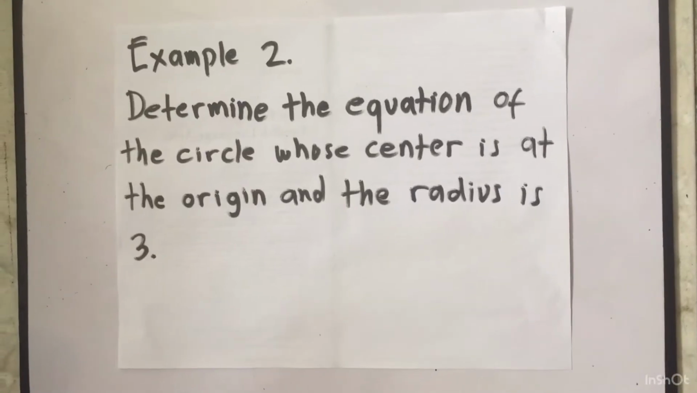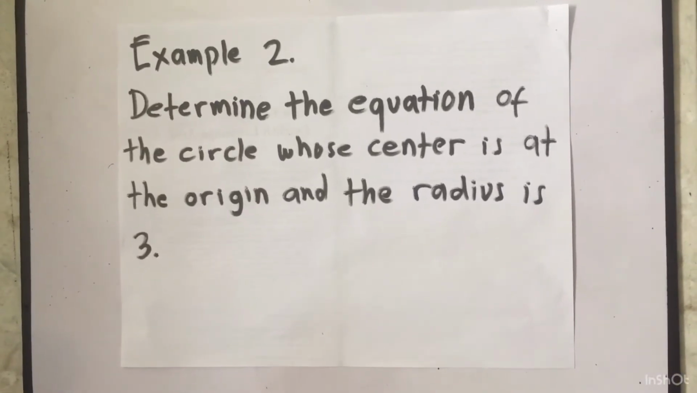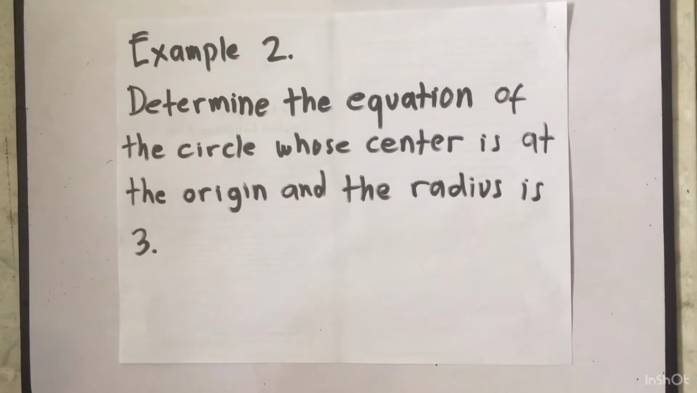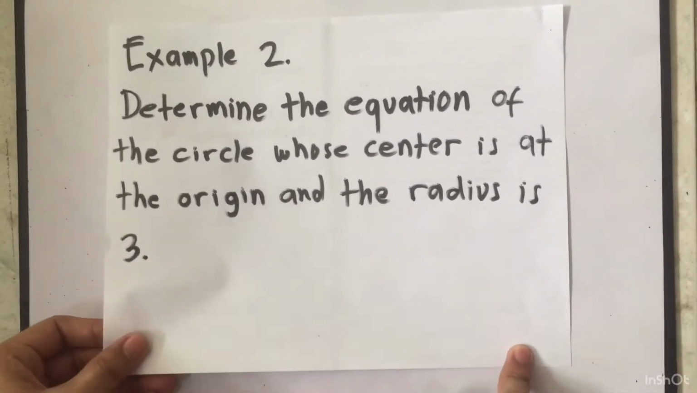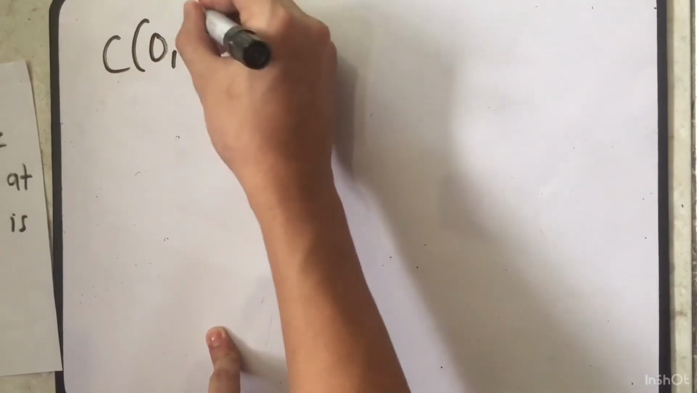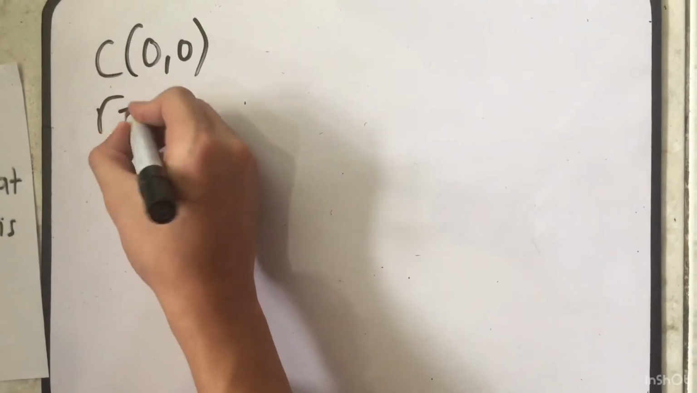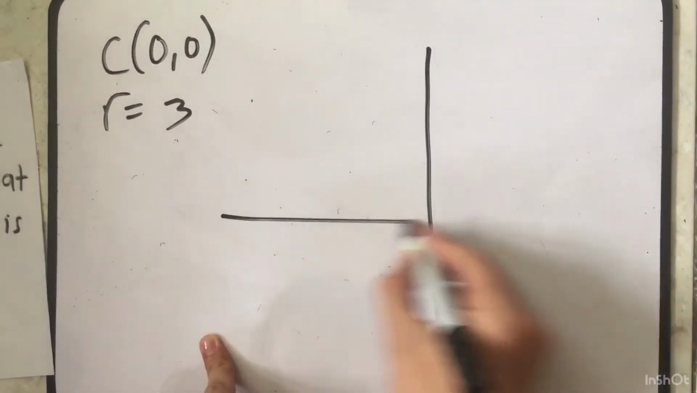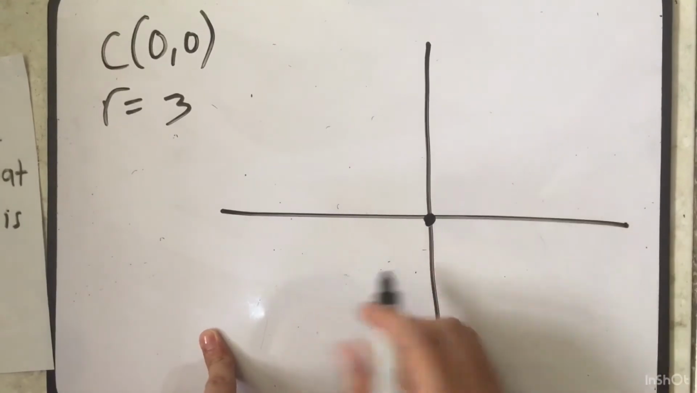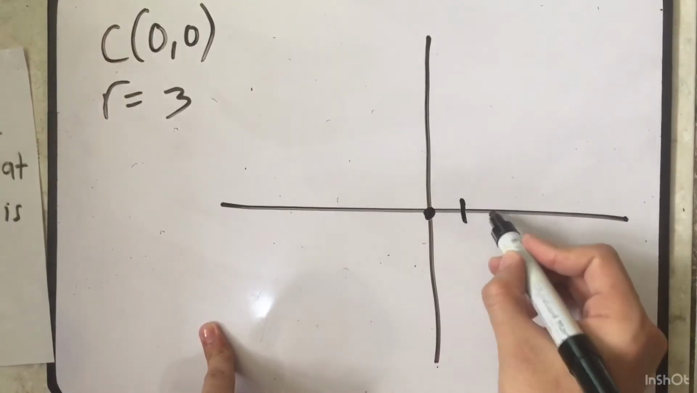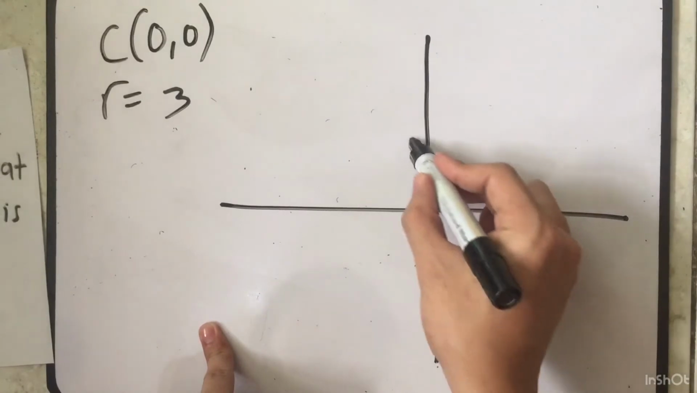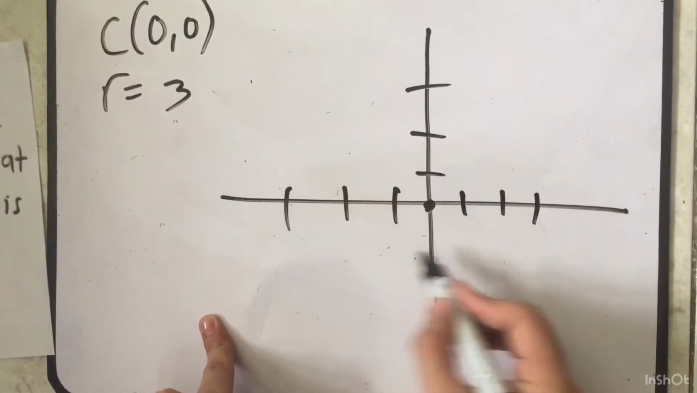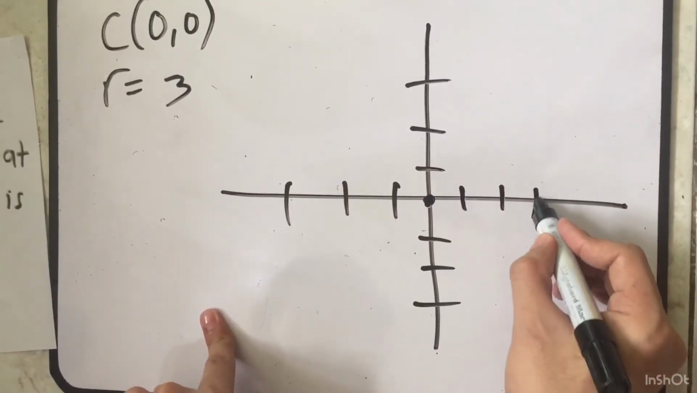Another example, determine the equation of the circle whose center is at the origin and the radius is 3. So I think it's a very simple problem. The center is at the origin, that means (0, 0). So the radius is 3. And to graph this equation, the center is (0, 0), the radius is 3. So 1, 2, 3, 1, 2, 3. So the circle looks like this.